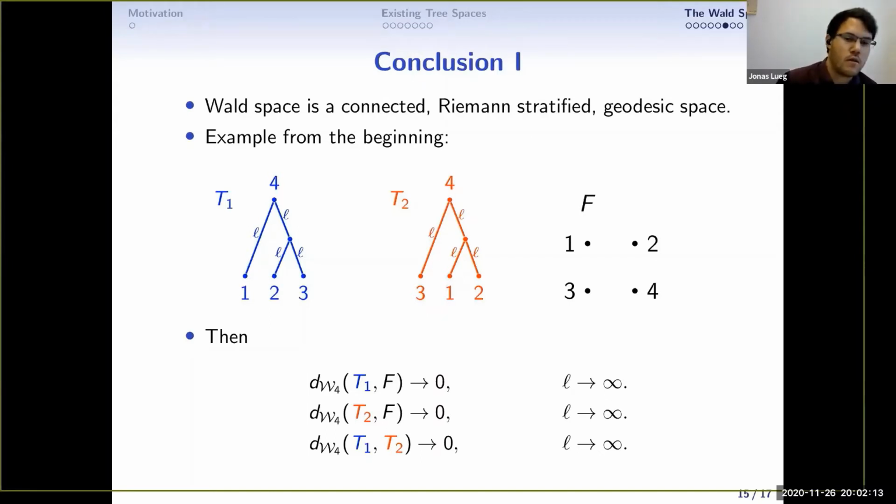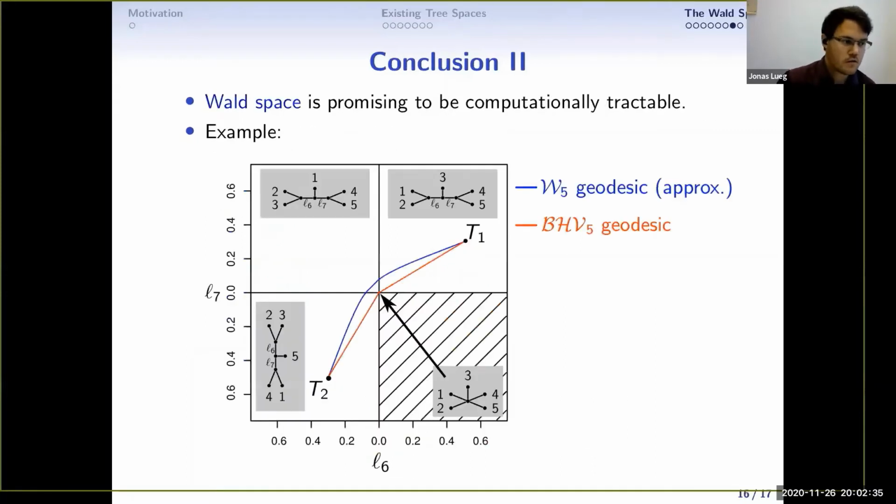And if we revisit our example from the beginning, Wald space satisfies the properties that we wanted to have in the beginning. So the distances actually go to 0. And note that our element f, our forest f, is actually contained in our space. So we can reach the limit in a finite time. That's conclusion 1. Conclusion 2 is Wald space is promising to be computationally tractable.